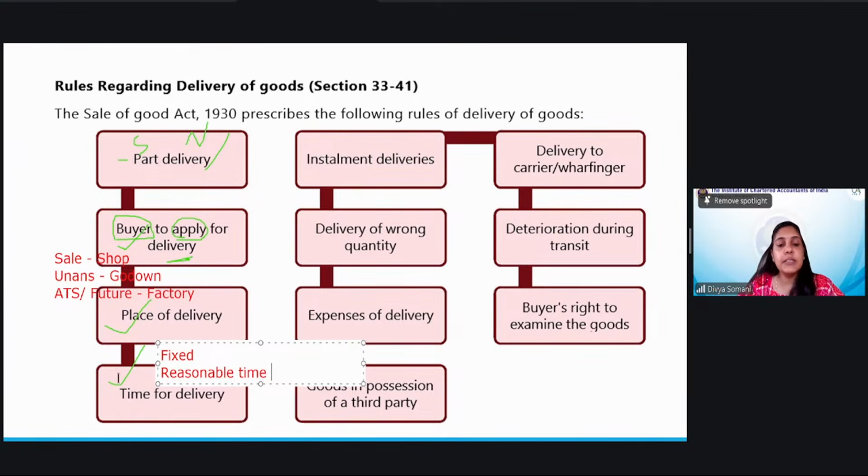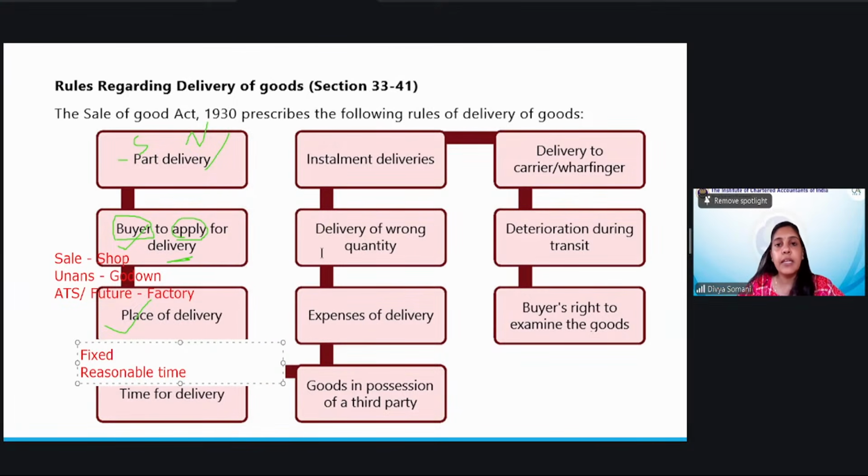Delivery should happen within a reasonable time. So that is what is mentioned here in the time of delivery. Next is the topic with relation to installment delivery. Suppose you are getting delivery in installments.